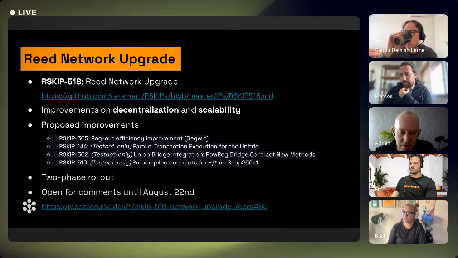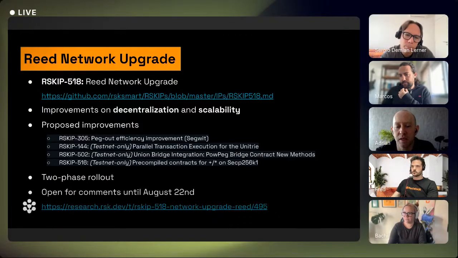But as a high-level overview, we are considering end of August for the first release and probably September or early October for the Testnet-only features. But that's, of course, something still to be defined and will be communicated very soon.